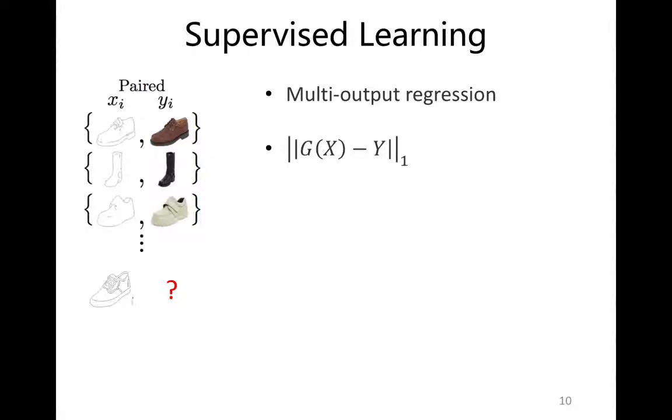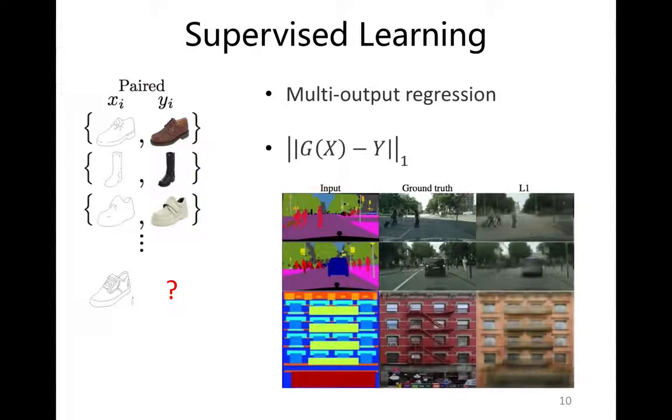What's the problem with this traditional regression framework? Here the output is not a single scalar. In a traditional regression, we usually have a one-dimensional output y. Here, the output is a multi-dimensional y, which contains rich structure between the elements of y. The output is an image. If you use a standard regression loss like L1 or L2, you will get blurred images out of this framework.